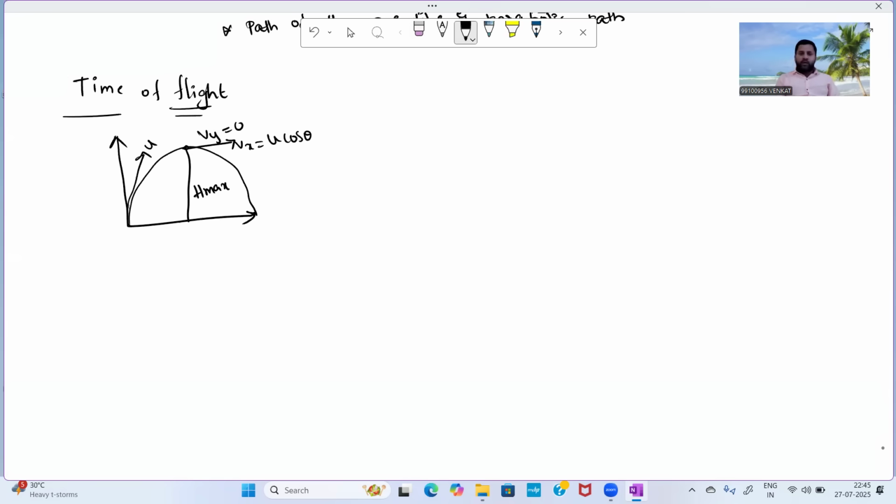Here we need to remember one point: time of ascent and time of descent. Time of ascent means the time from the projection point to reaching the maximum height. So I'm writing here: time taken to reach the maximum height.